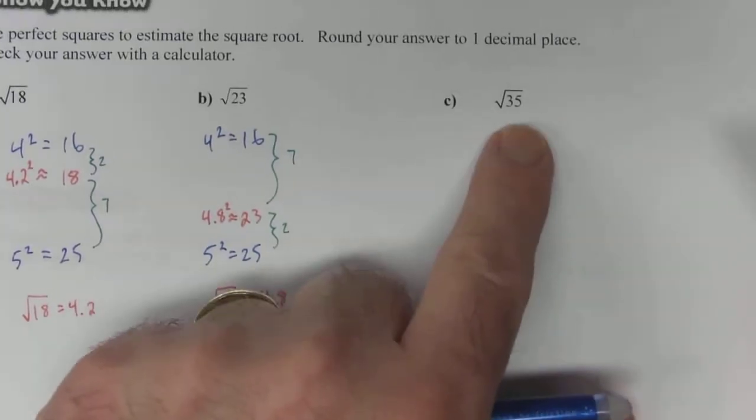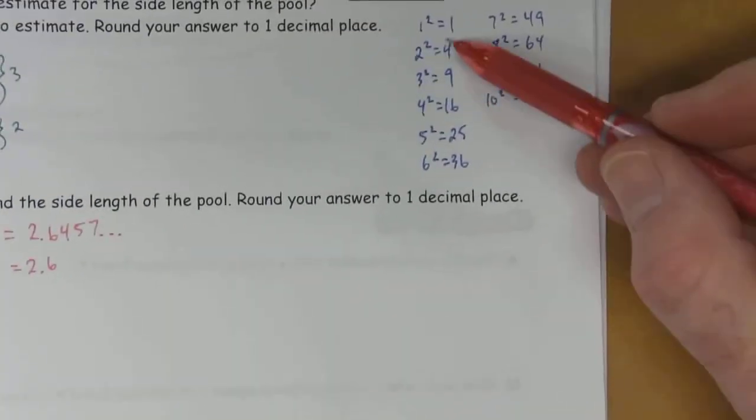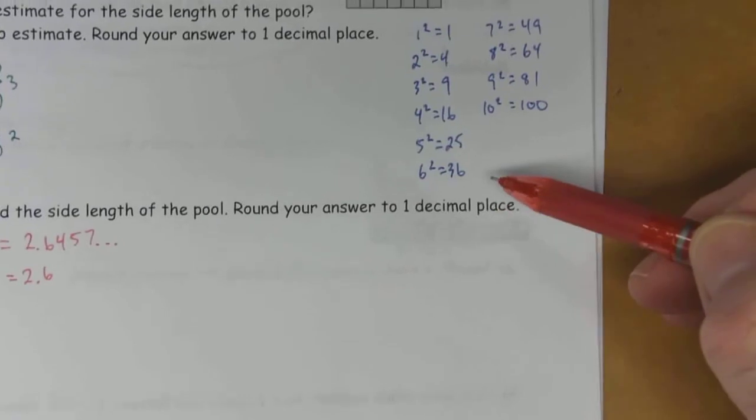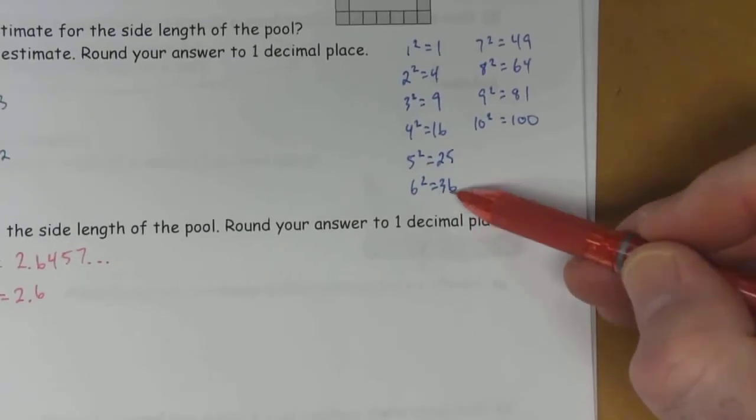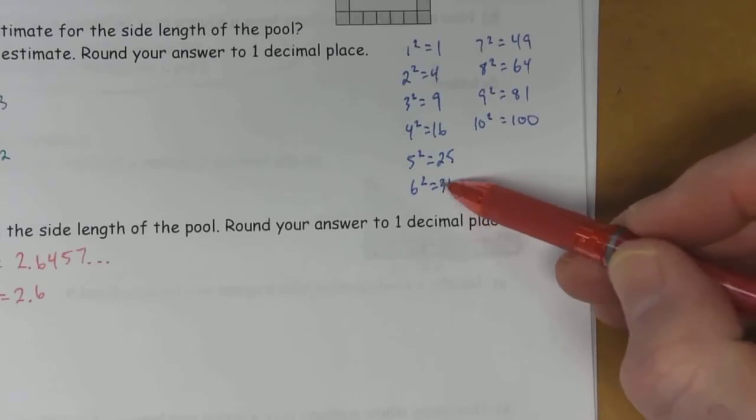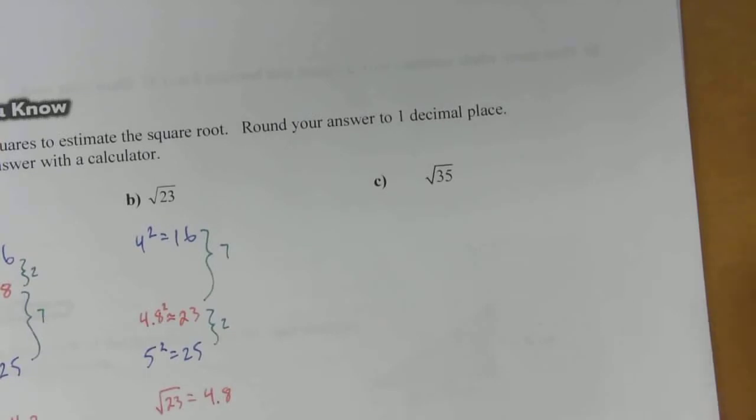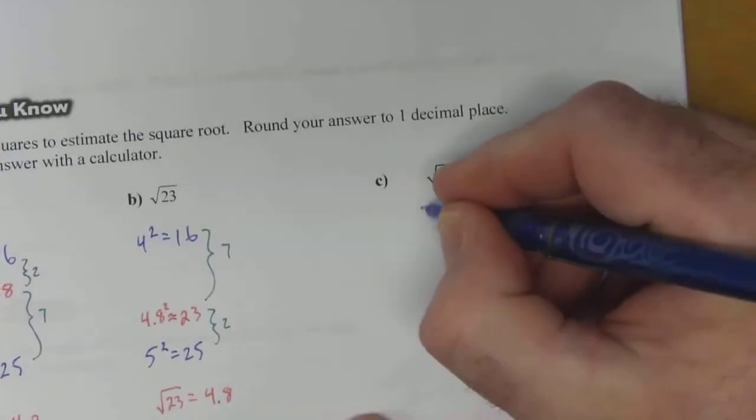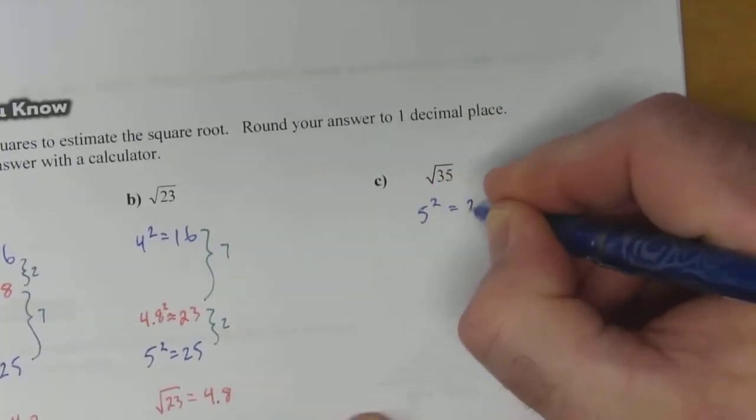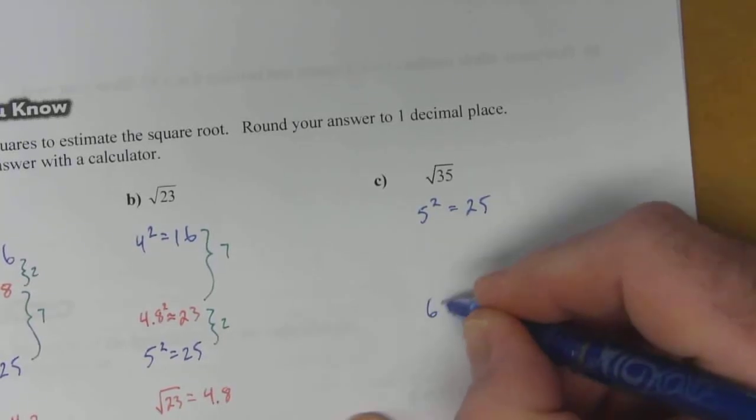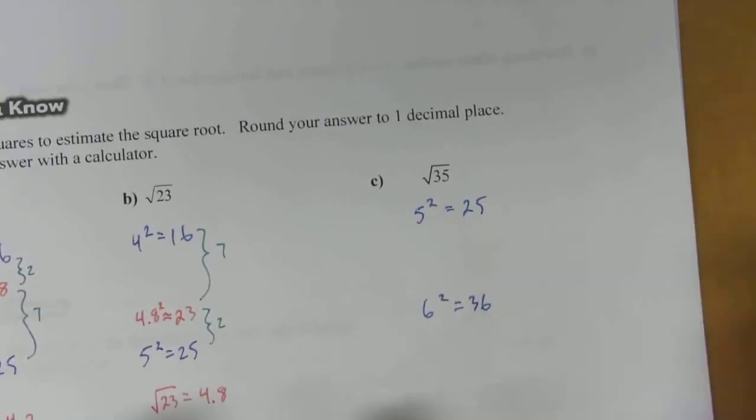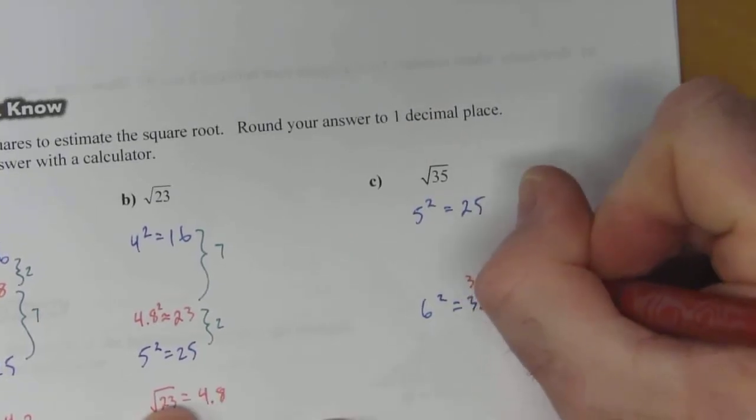Last one, we're working on 35. Go back to your reference here. 35 is now actually between 25 and 36. We're looking for 35, so it's very, very close to this one, but it's between 5 and 6. So use that as a reference. 5 squared is 25, and 6 squared is equal to 36. We're looking for 35, which was down here, very close.